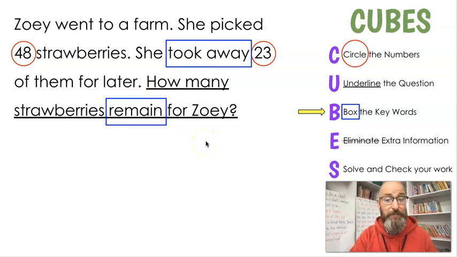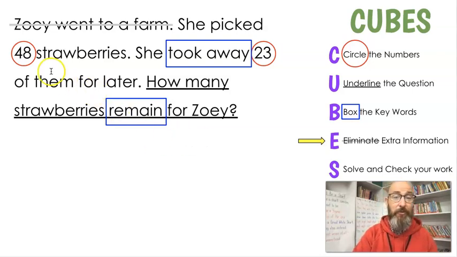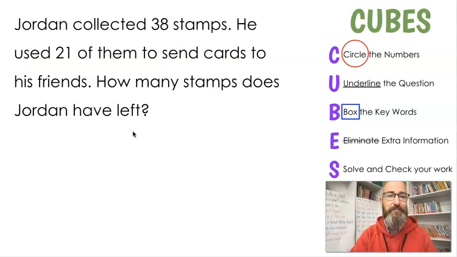Our next step is E. What does E stand for? Eliminate extra information. Is there anything in that question that we don't need to know? There is something. Zoe went to the farm. It really doesn't matter where she found the strawberries. All we need to know is that she had 48 and she took away 23, and we need to know how many remain. And that's how we would go through it. So now it's time to solve and check our work. If we were doing the S on this one, and we're not, but we are going to do it on our next question. So let's keep moving.